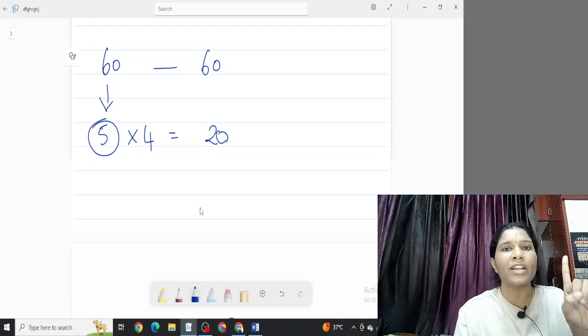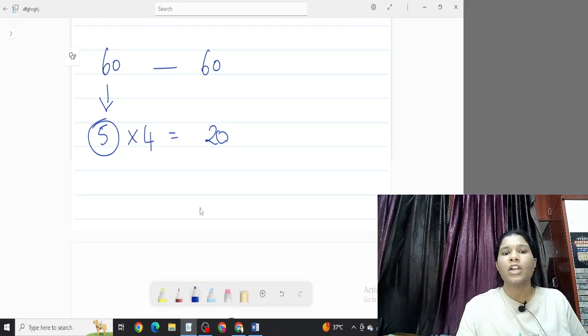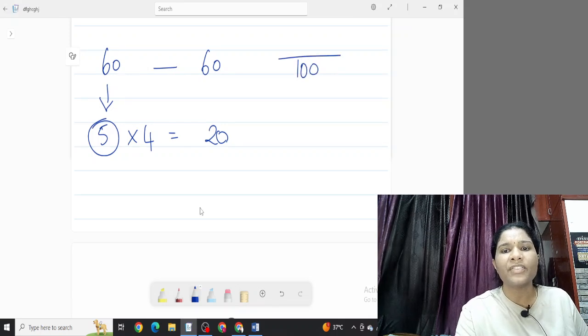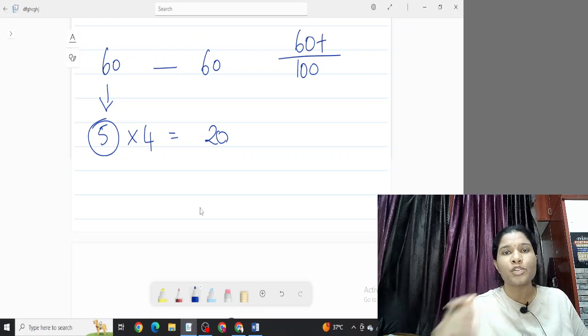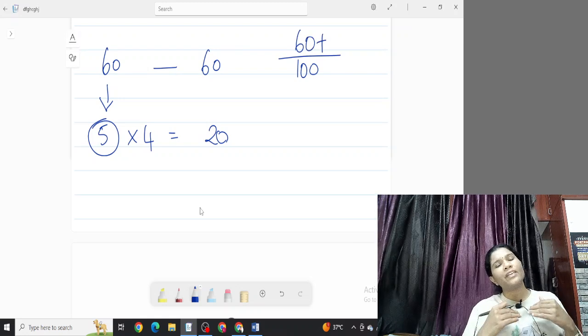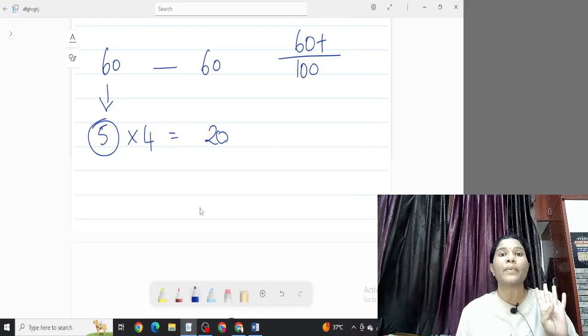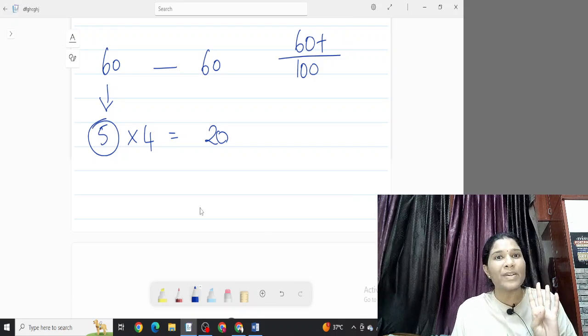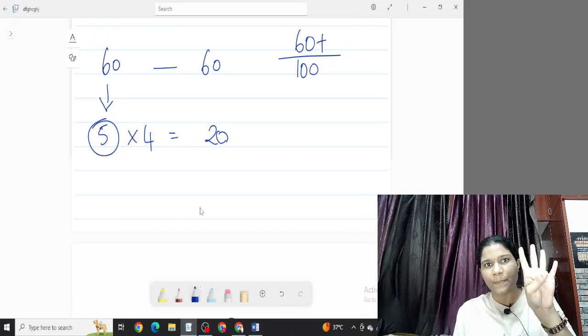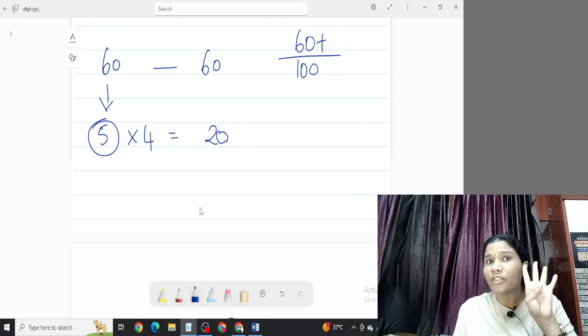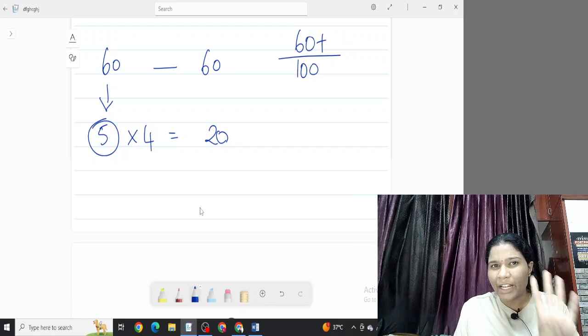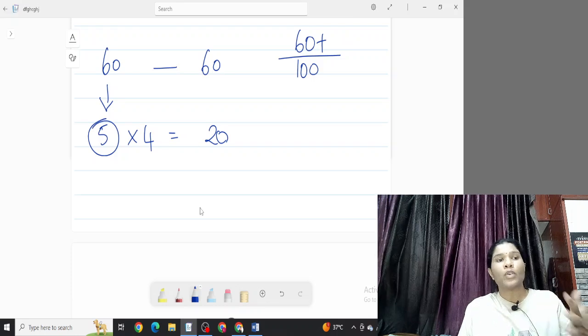For example, how many questions do you have in total? You have 100 questions. Out of these 100 questions, 60 questions you should know this is the answer. So you have marked 60 questions. How many questions are left over? Balance questions left over is only 40 questions. Now what are you going to do? Out of those 40 questions, I'm telling you, you might not be sure this is the answer.